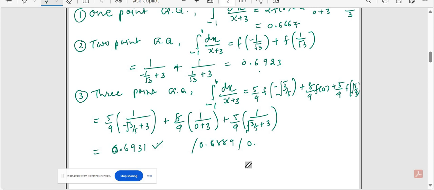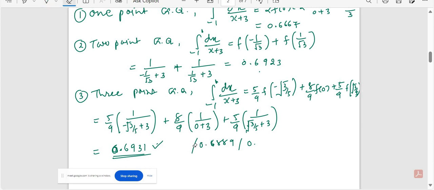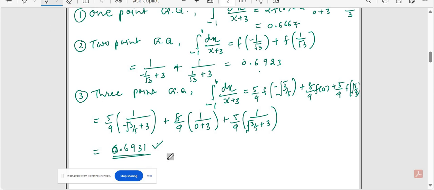Sir, yes, 0.6931. Yes, very good, Justin. Your answer is correct. So the correct answer is 0.6931. So this is the method of Gaussian quadrature. Anyone have any question? Sir, will 0.6930 work? 0.6930 is correct, not a problem. Okay, done.